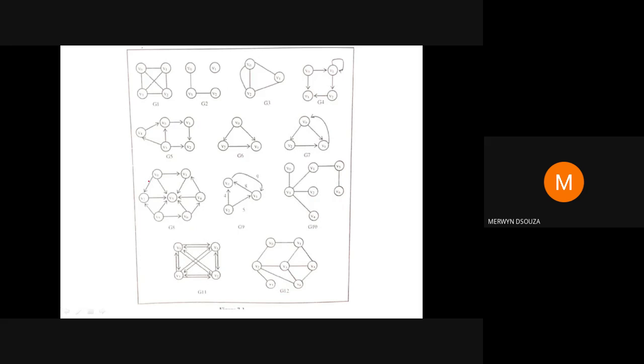Next definition, simple cycle. Just like a simple path, a simple cycle has the same meaning. We call a cycle a simple cycle if all the vertices in that cycle are distinct. So if you find a cycle and there are no repeating vertices besides the first and the last vertex, then we call that cycle a simple cycle.